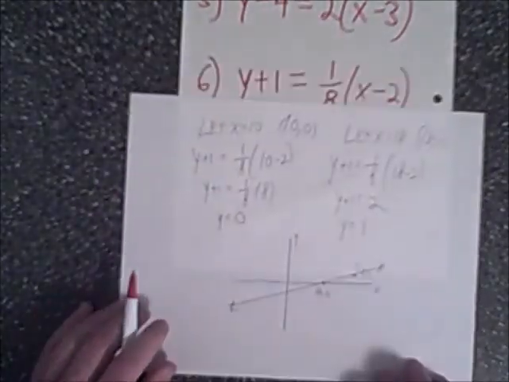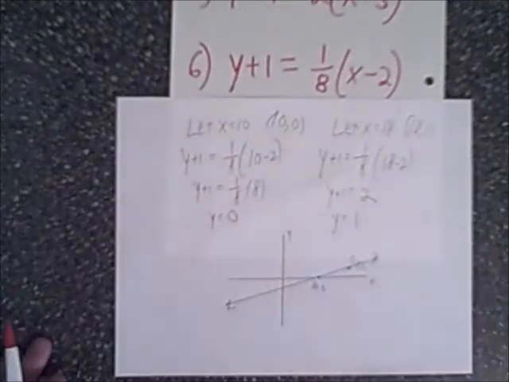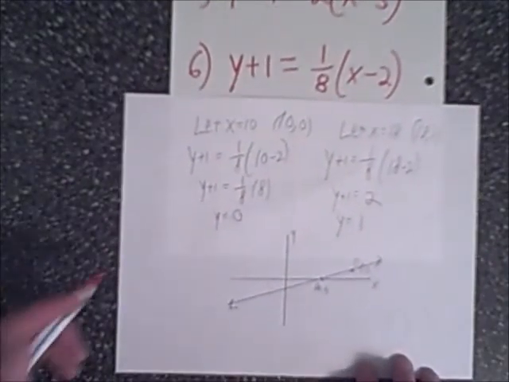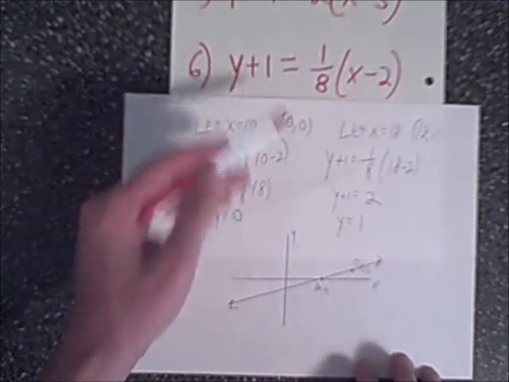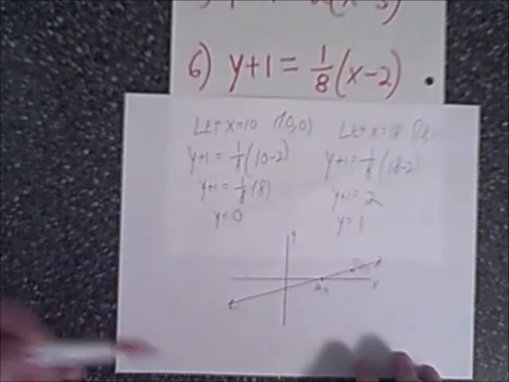And there's our graph. And again, if we wanted to find the y-intercept, we simply put x equal to 0, and we would determine our y value, and that would be our solution.